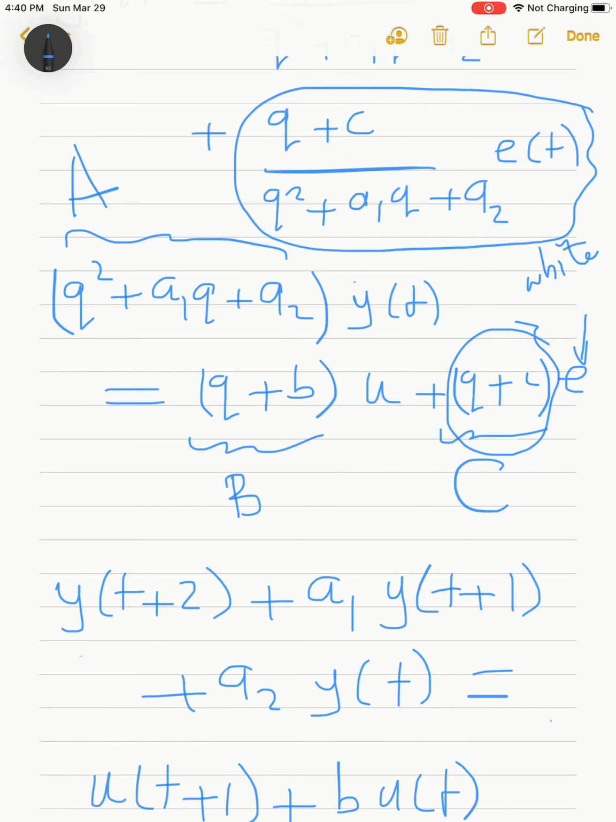So this is a topic that we are going to discuss later on, but this is just a hint on the topic right now, and later on we'll see how to compensate for the effect of color noise.